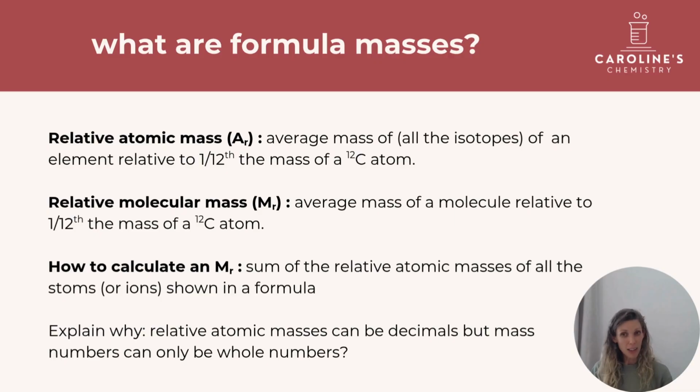So it's because mass numbers are the number of protons added to the number of neutrons. That means you cannot have anything but a whole number because you can't have half of a subatomic particle. You can only have whole numbers. Relative atomic masses, though, are averages, and they're averages of the different isotopes present of an element, for instance, which means you can therefore have 36.8, 25.2, etc., because they are averages.